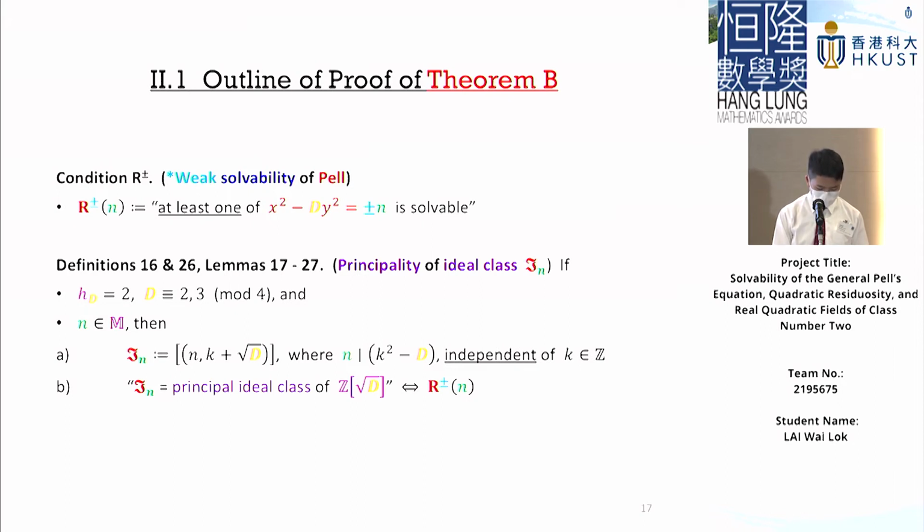Given any n in the special modulus set M and any k-square congruent to D modulo n, I constructed an ideal generated by n and k plus square root D, as in definition 16. Via 10 meticulous lemmas 17 to 27, I proved that they actually belong to the same ideal class In in Z root D, and that the principality of this ideal class In is indeed equivalent to R plus or minus n. First, we have successfully translated R plus or minus n into algebraic number theory terms.